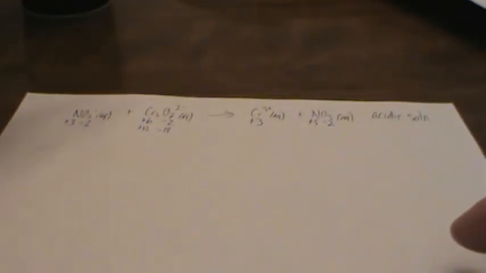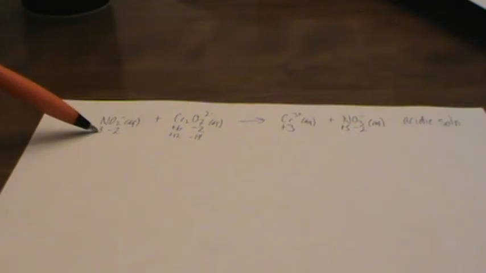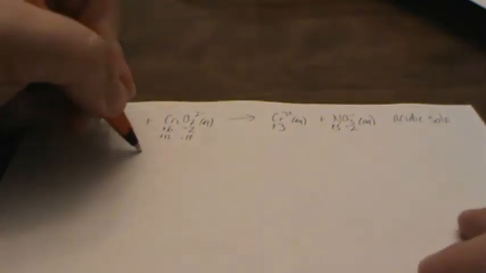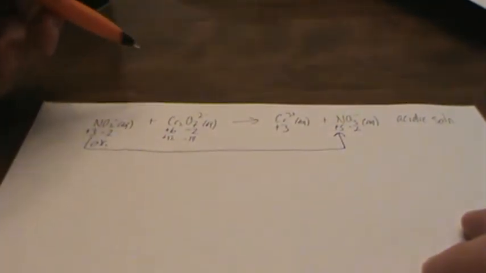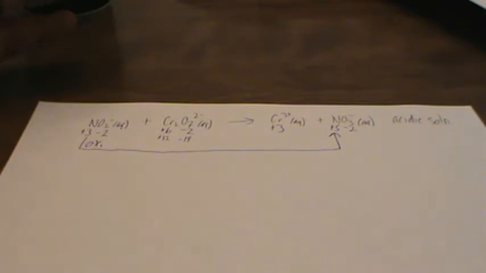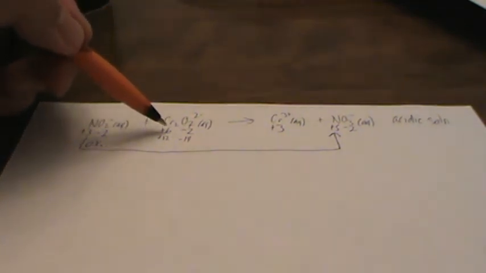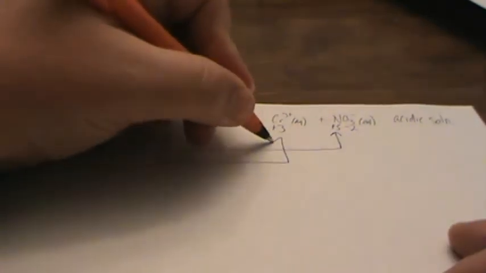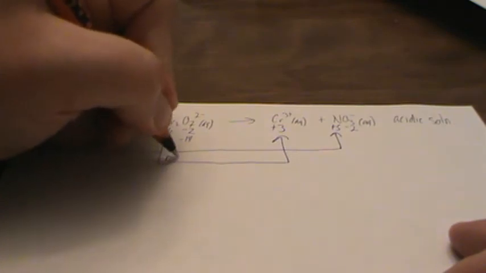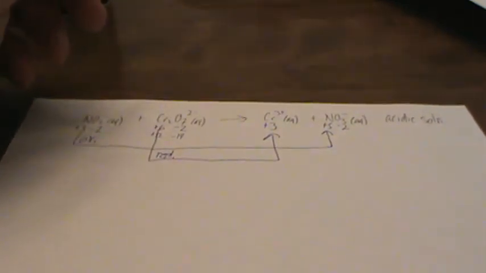Okay, so what is being oxidized? What is losing electrons? Well, if we look, nitrogen goes from a +3 up to a +5. An increase in positive numbers means it's losing electrons, it is being oxidized. Oxygen has an oxidation number of -2 throughout this, so it's not changing. Now if we look at chromium, it goes from a +6 down to a +3, so a decrease in positive numbers tells us that it's gaining electrons, it is being reduced.